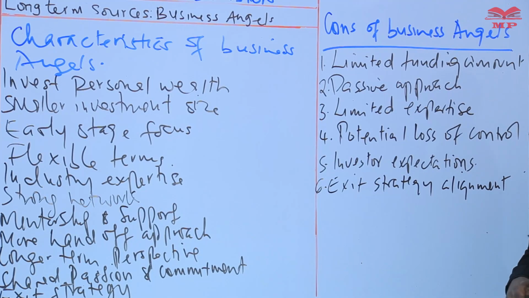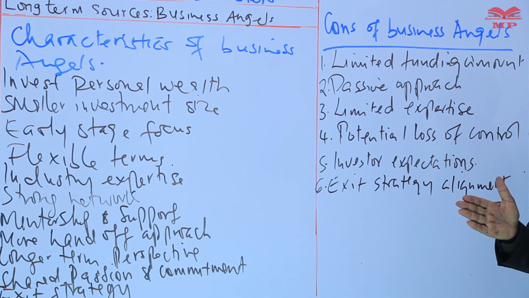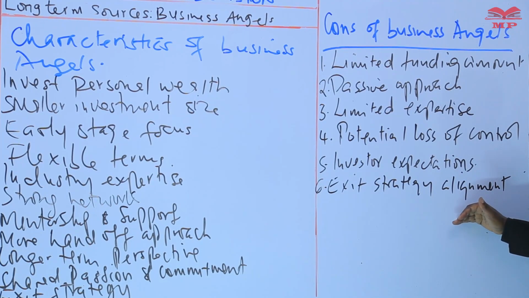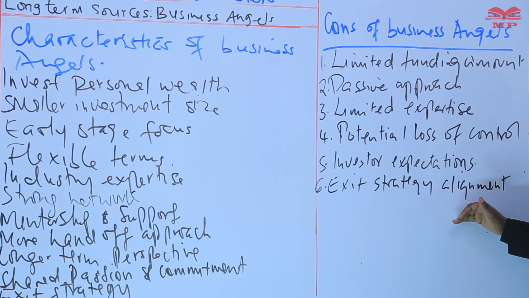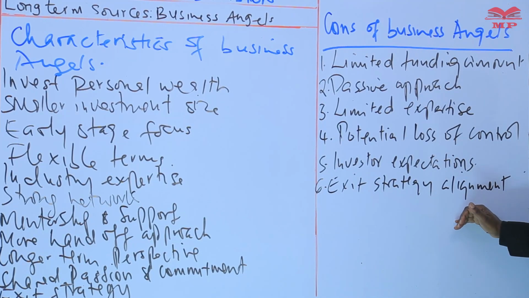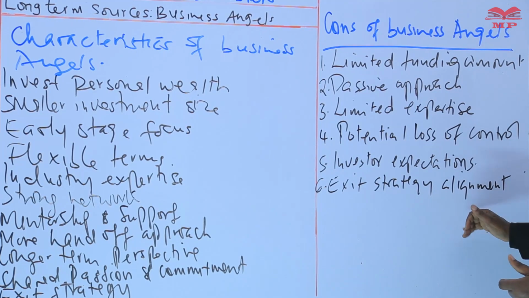Why? Because ensuring that the business angel's desired exit strategy, for example acquisition or IPO, aligns with the founder's long-term vision may not be possible, though it is crucial to avoid future conflicts or missed opportunities. Do you understand?